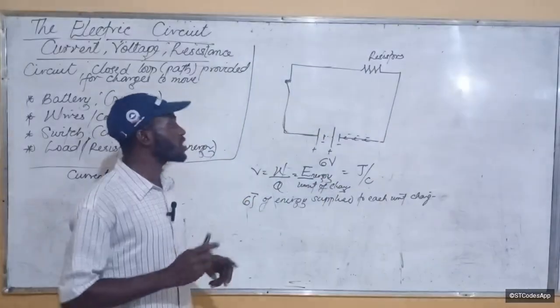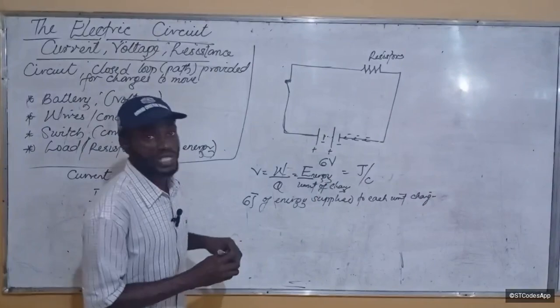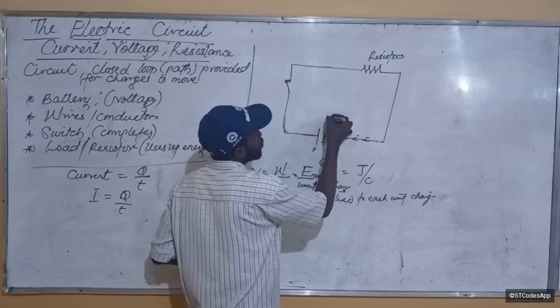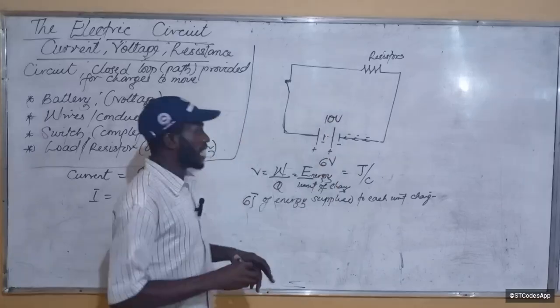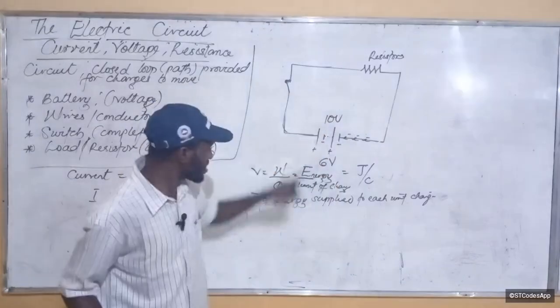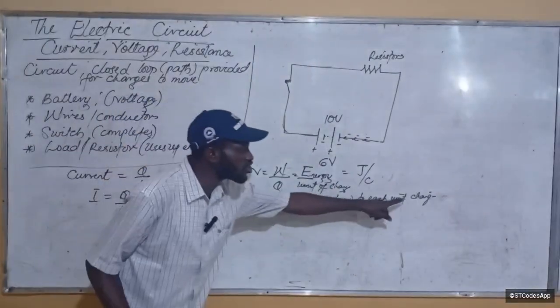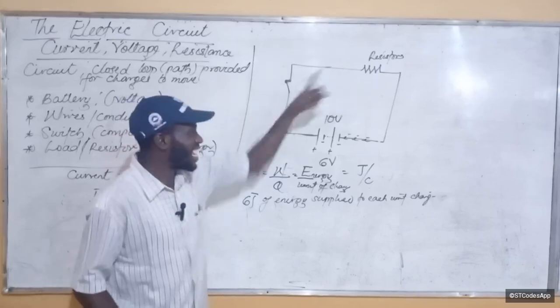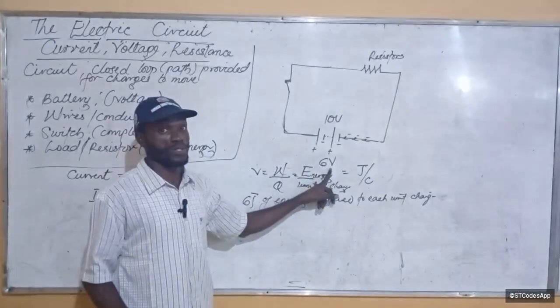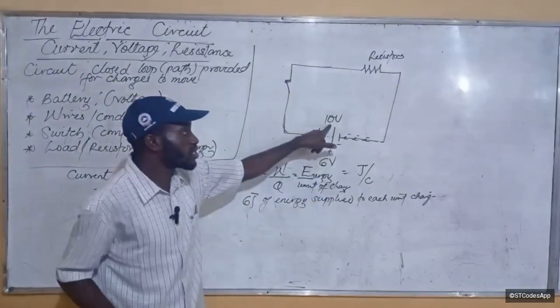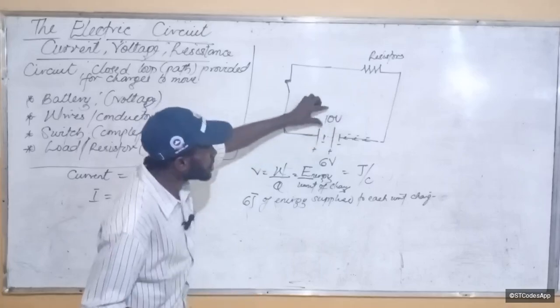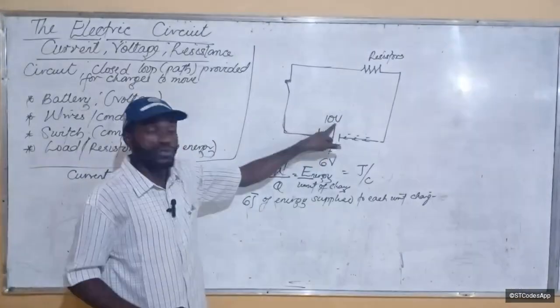Now, for example, if I remove the 6 volts and change it to a 10 volts, the energy that this one will give is 10 joules for each charge. What does that mean? It means that the rate of flow is more than the rate of flow when it was a 6 volt battery. So the current is the rate of flow of those charges. Makes sense? So the current will be higher provided that the voltage is what?